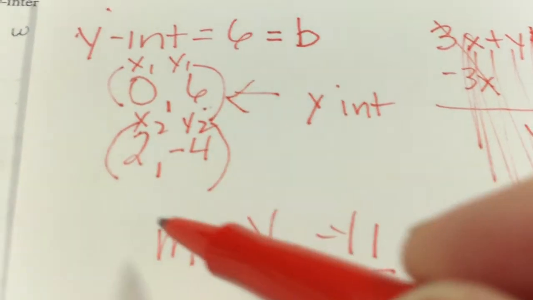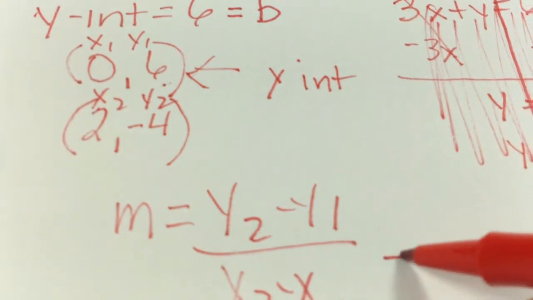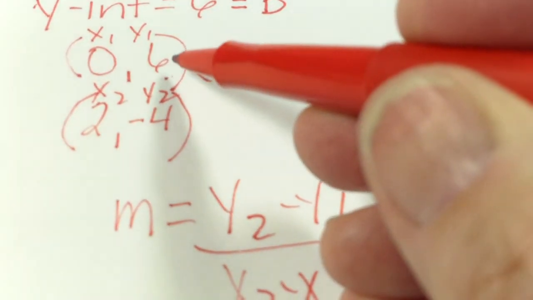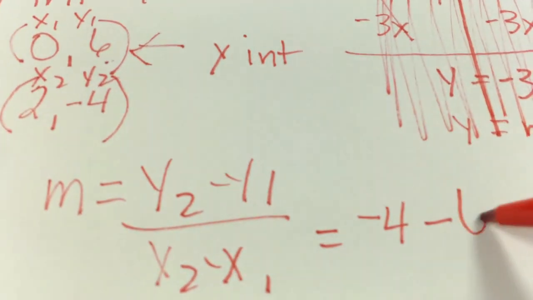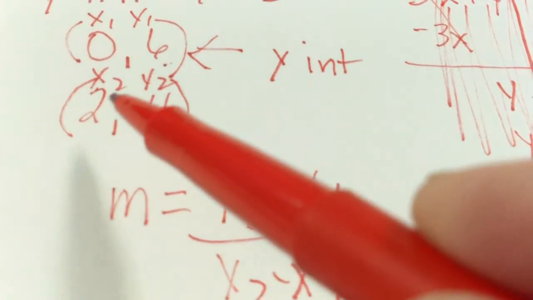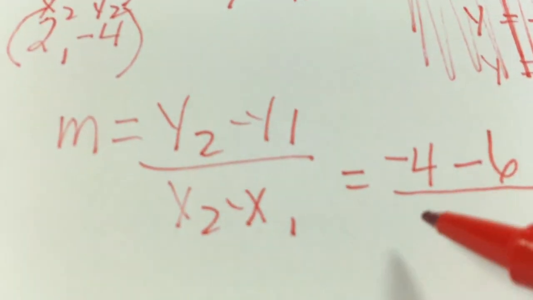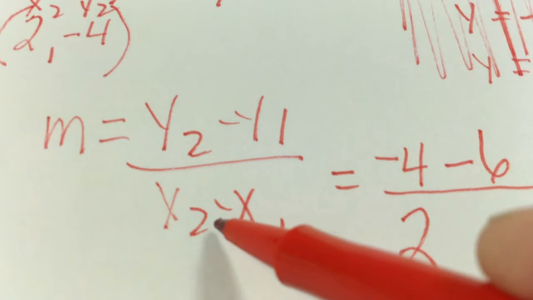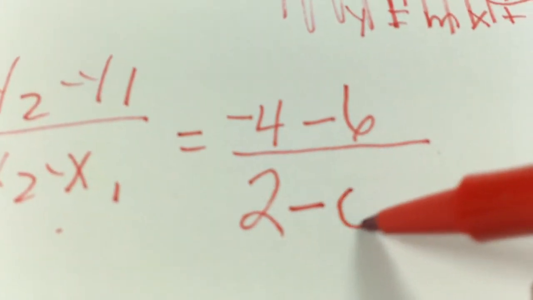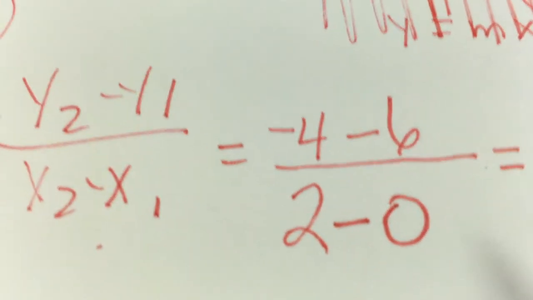Okay, so y2 is negative 4 minus y sub 1, which is 6, over x sub 2, which is 2, minus x sub 1, which is 0. Oh, this is going to be easy. Now look at all these negative signs. Remember what I told you?